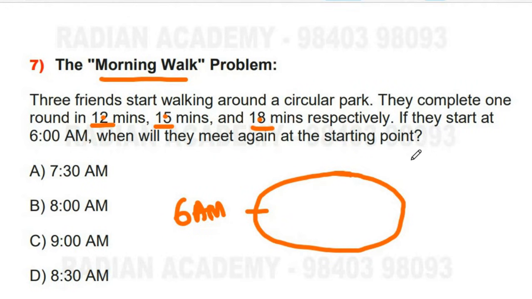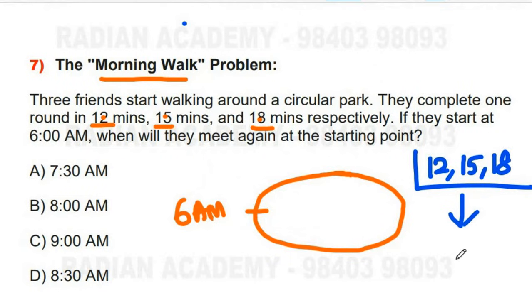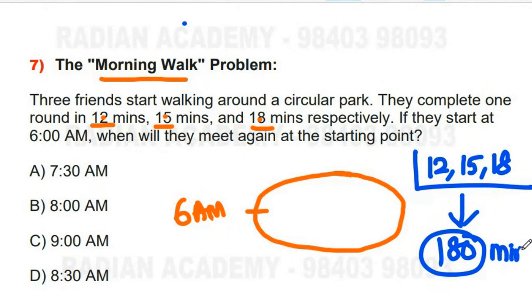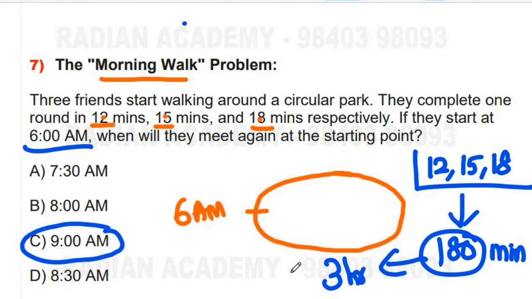So first find the LCM of 12, 15, 18. What is the LCM? Sir, 180. Everyone getting 180? So the LCM is 180, which means 180 minutes. 180 minutes means how many hours? 3 hours. Therefore, what is the answer? They start at 6 a.m., so they meet at 9 a.m. If they keep walking, when will they meet again after 9 a.m.? 12 noon. Super.